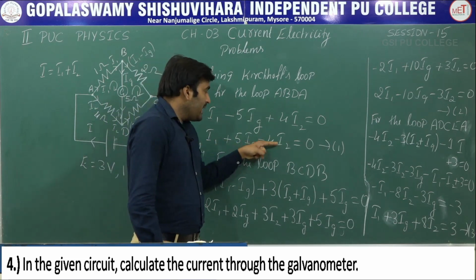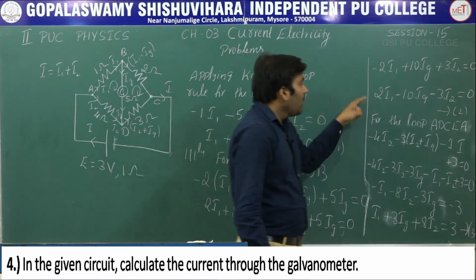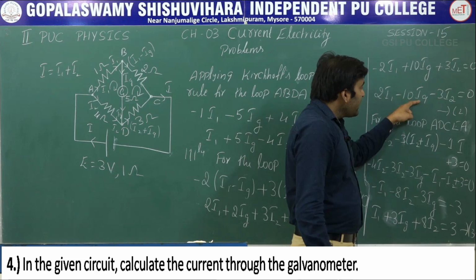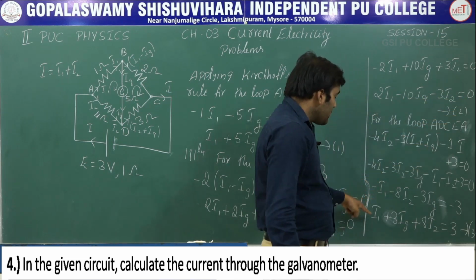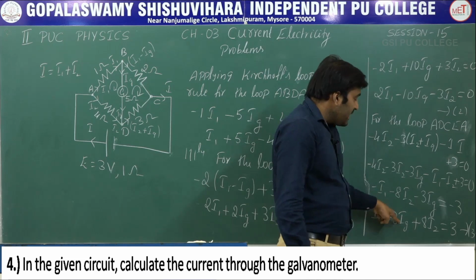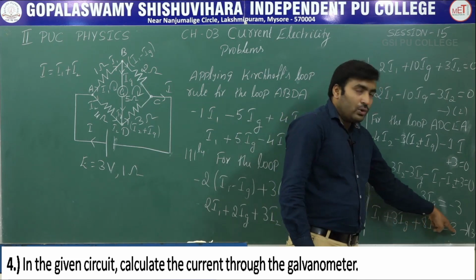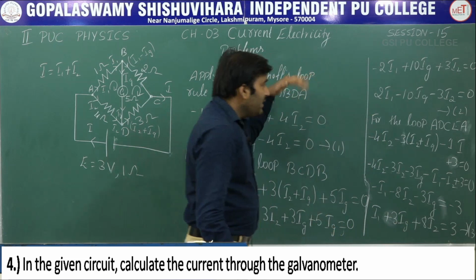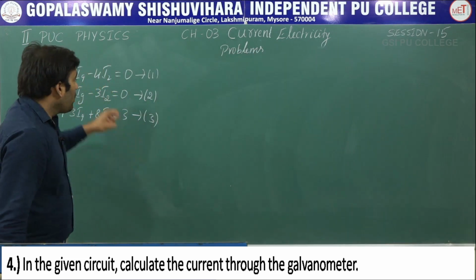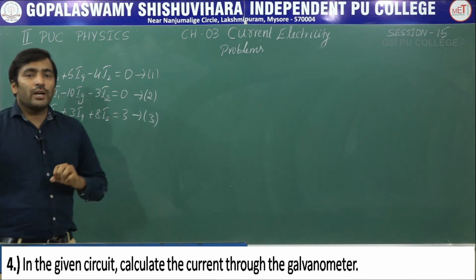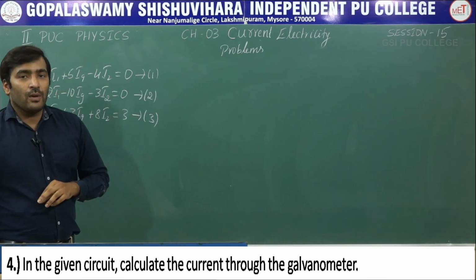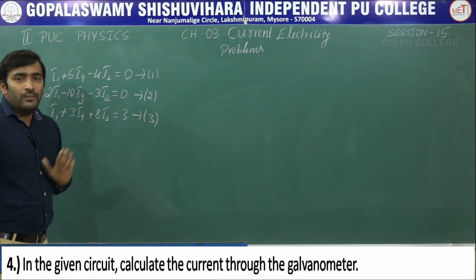I1 plus 5Ig minus 4I2 equal to 0. 2I1 minus 10Ig minus 3I2 equal to 0. So second equation. The third equation is I1 plus 3Ig plus 8I2 equal to 3. Let us write them together. Now, in order to solve the value of Ig, let us use the Cramer's rule of determinants. How do we write the determinant here?